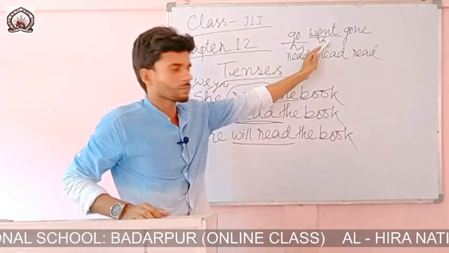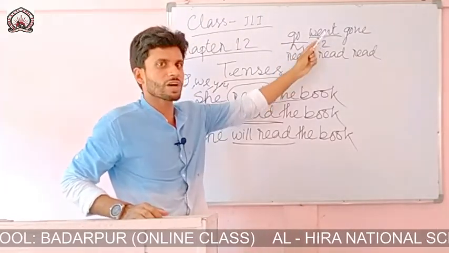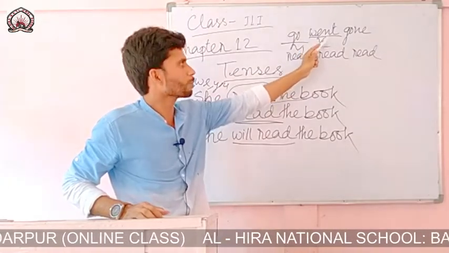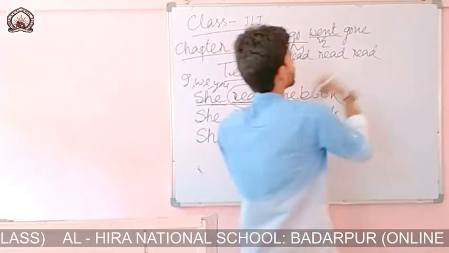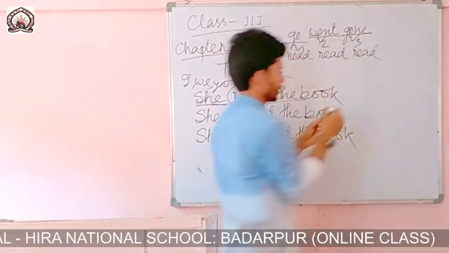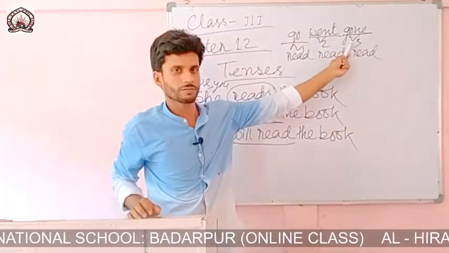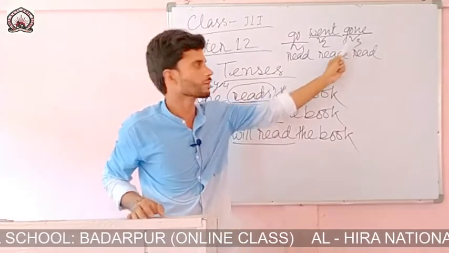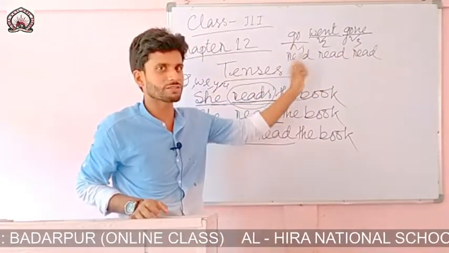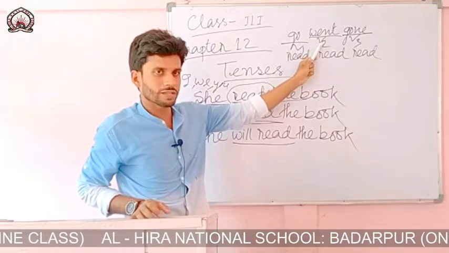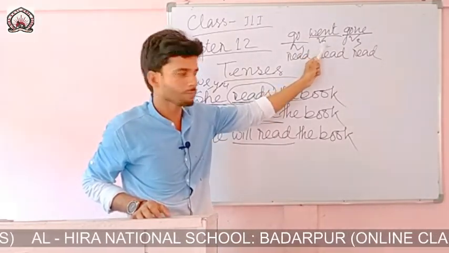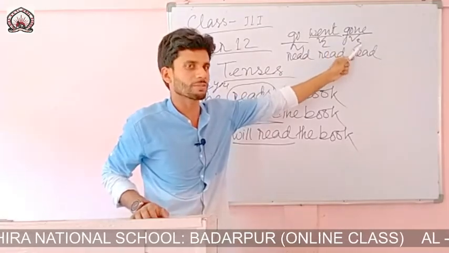The second form is V2, meaning the past form, the past form of the verb. And the last one, this one is V3. That means it is the past participle. So a verb has three forms. The main one, then V2, which is the past form, and V3 is the past participle.